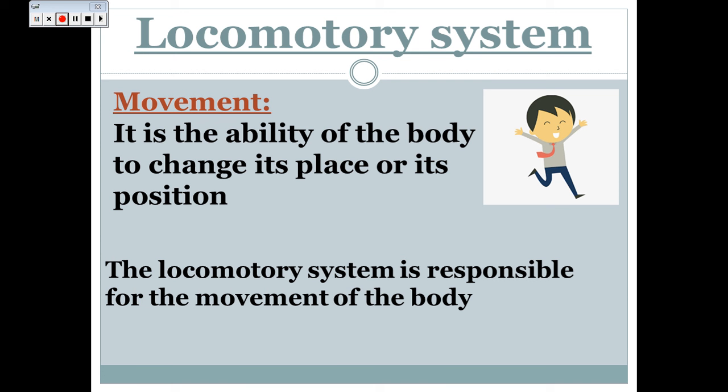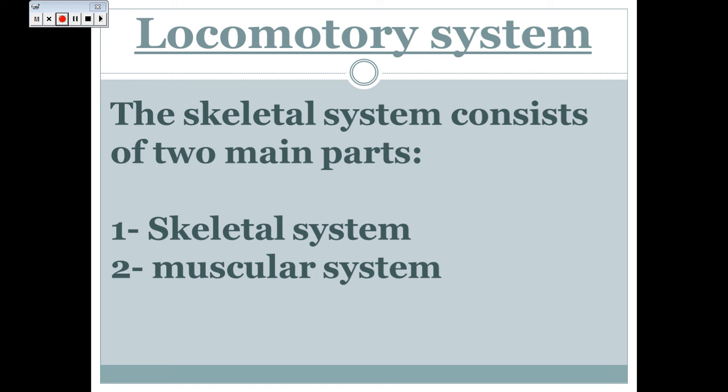And the system which is responsible for the movement is called the locomotory system. The locomotory system is a system which is responsible for the movement of our body. Our locomotory system consists of the skeletal system and the muscular system. In this lesson, we will study the skeletal system.